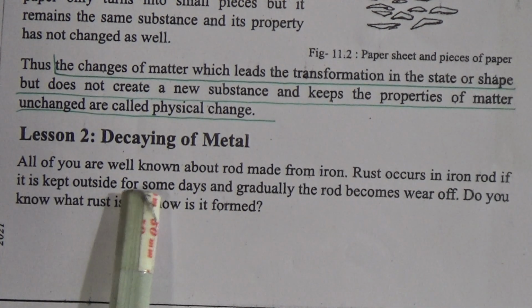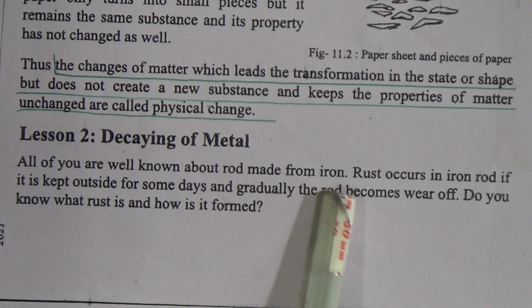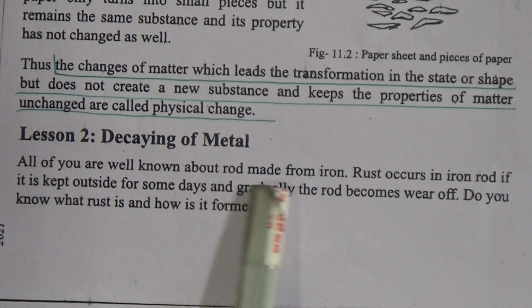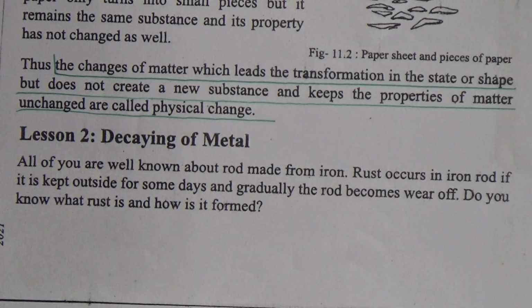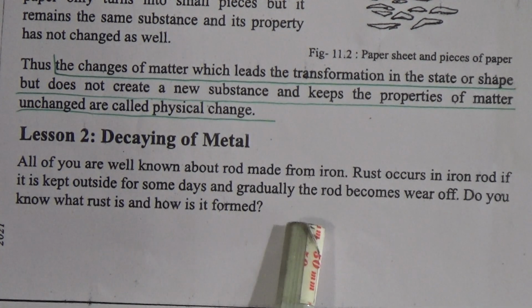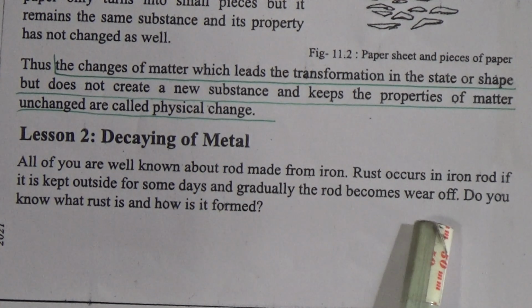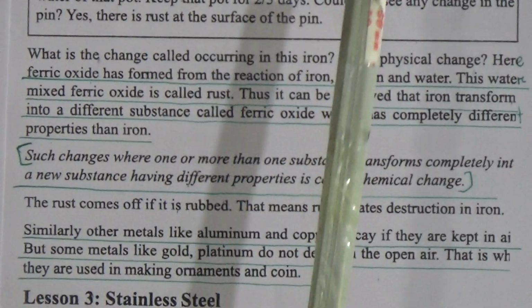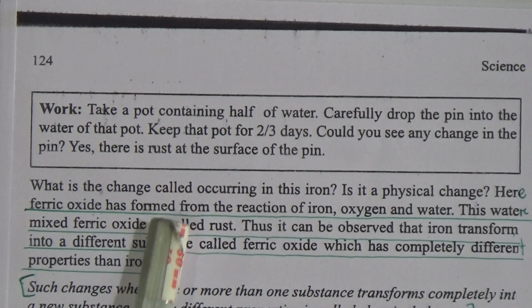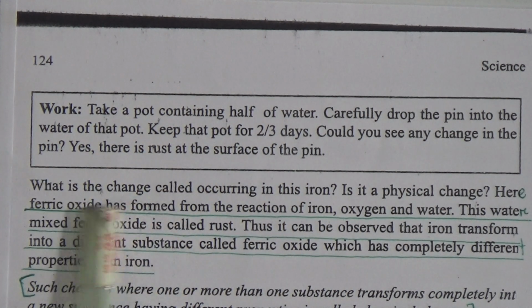All of you are well aware of rods made from iron. We know that rust occurs in an iron rod if it is kept outside for some days and gradually the rod wears off. So do you know what is rust and how it is formed? Okay, now my dear students, we will discuss about rust.